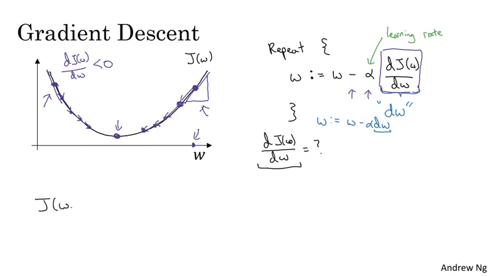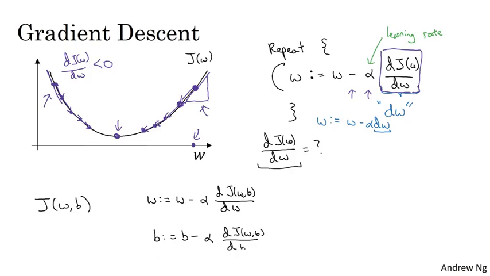In logistic regression, your cost function is a function of both w and b. So in that case, the inner loop of gradient descent, that is this thing here, the thing you have to repeat, becomes as follows. You end up updating w as w minus the learning rate times the derivative of J of w, b with respect to w, and you update b as b minus the learning rate times the derivative of the cost function with respect to b. So these two equations at the bottom are the actual update you implement.